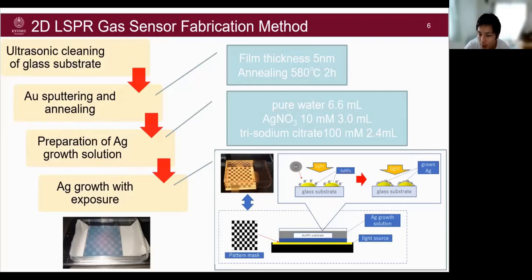Next, prepare the silver growth solution. Adjust the ratio as described here. Then, as shown in the figure, immerse the AuNPs substrate in the silver growth solution and expose it through a photomask to grow silver in a pattern.